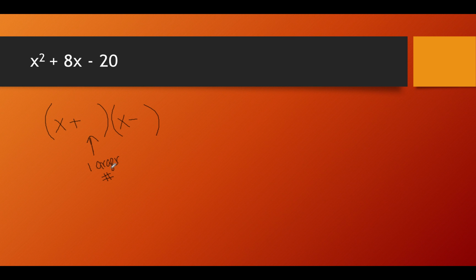So now I'm going to begin my AM rule. My numbers are going to add to 8 and multiply to negative 20. The numbers that are going to work here are 10 and 2. Remember, my larger number goes in the first set of parentheses with the positive sign, and then 2 in the second set. Now I want to check my work. 10 times 2 is negative 20, and 10 minus 2 is 8, so I know that's correct. As I said before, you can also FOIL these two factors, and you should end up with the same as the original problem.